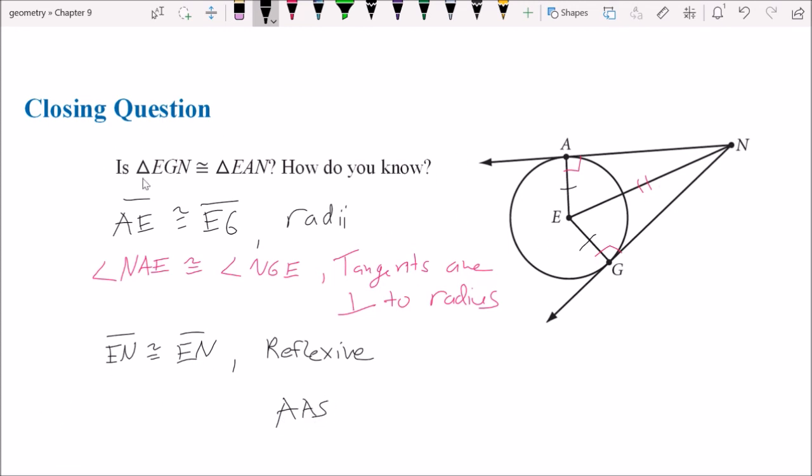And so that proves, what do we prove? That the triangles are congruent. So that's what we'll write. The triangle EGN is congruent to triangle EAN.